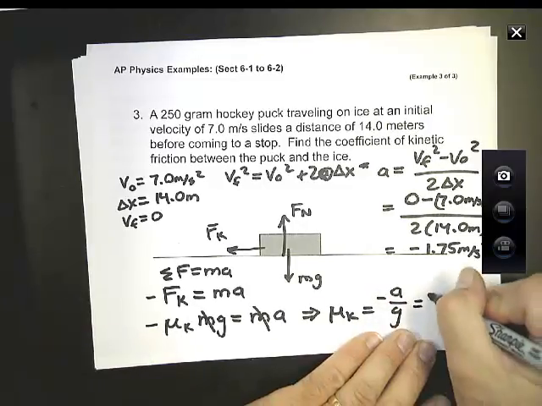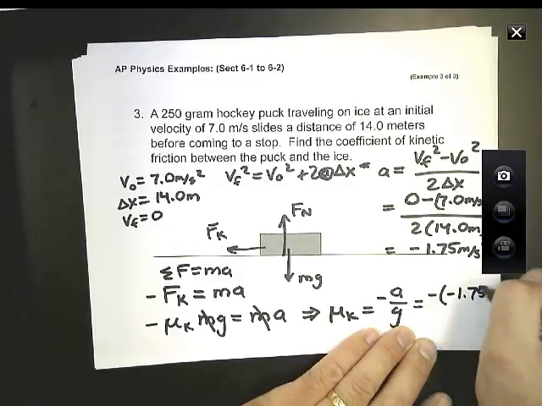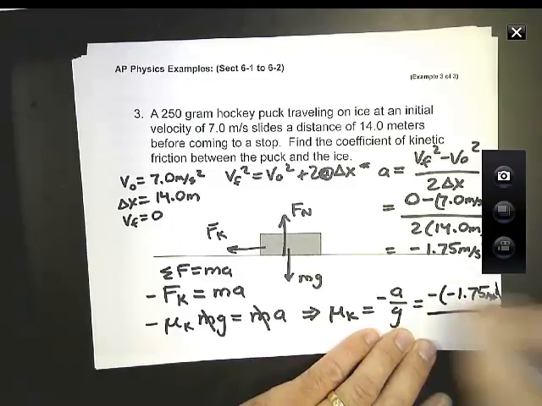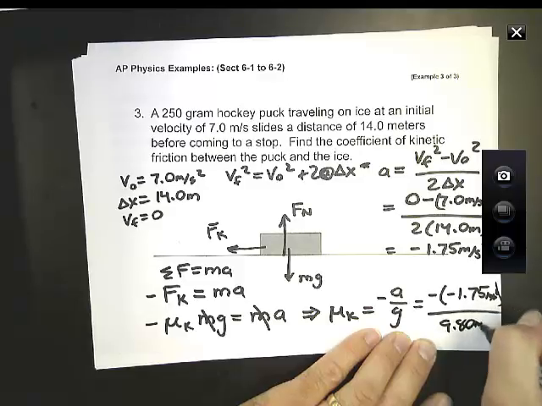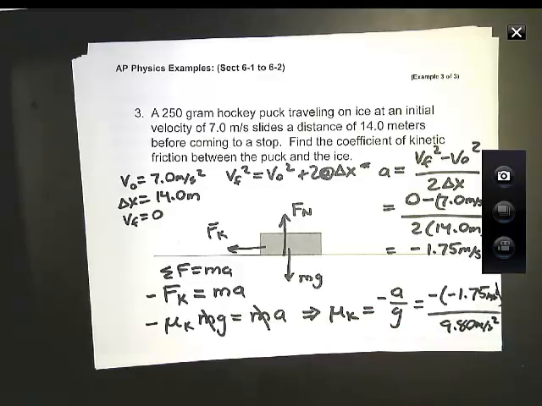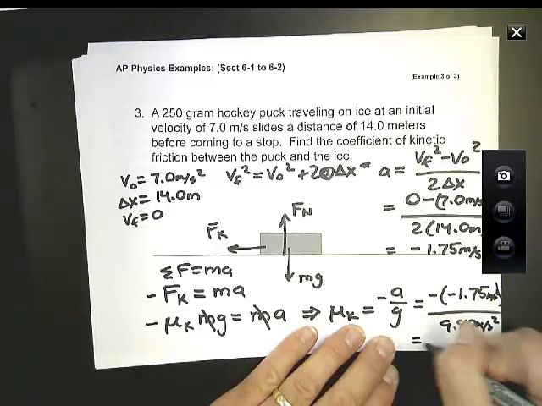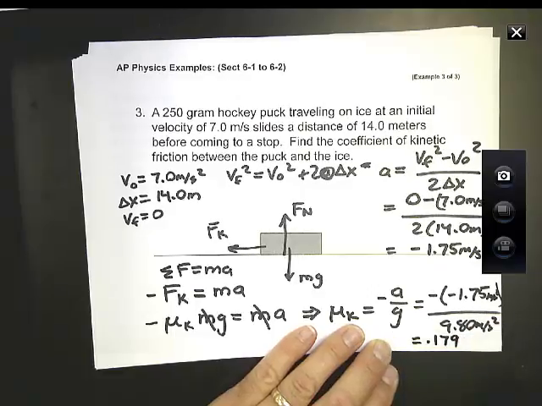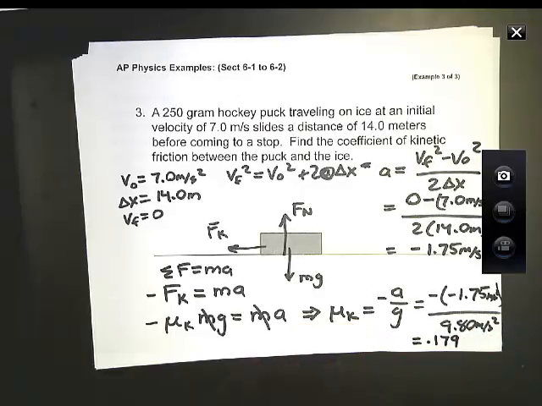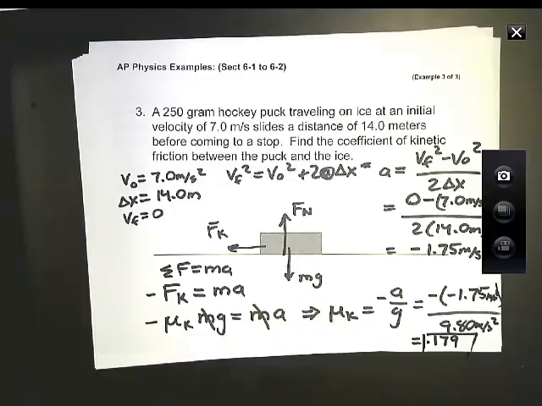So I've got negative 1.75 divided by 9.80 meters per second squared. So the coefficient of friction between the puck and the ice should be 0.179, I believe, if I have the numbers right. And no units on that, of course. So double check my calculations on that. I believe that is correct.